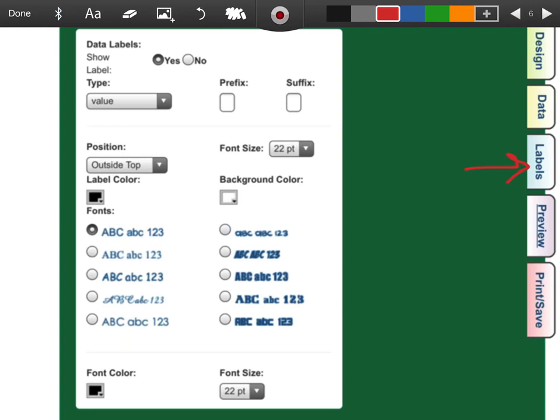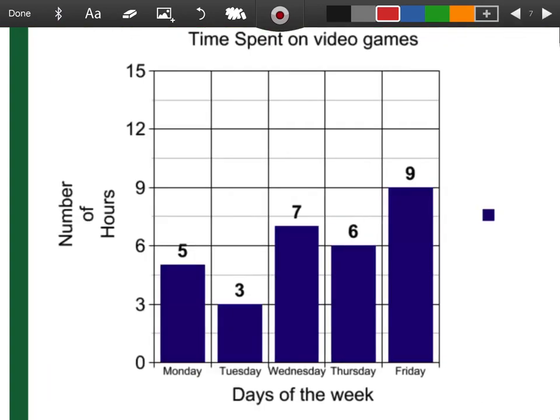Okay, my labels, I can change the color, I can change the font size, I can change what the font looks like. You can make it real squirrely like this. You can make it more blocky. Doesn't matter. I don't care which one you pick. Okay. Always, always, always show your labels. You must show your label. Okay. Again, no label, no credit. All right. Now we are going to switch to preview.